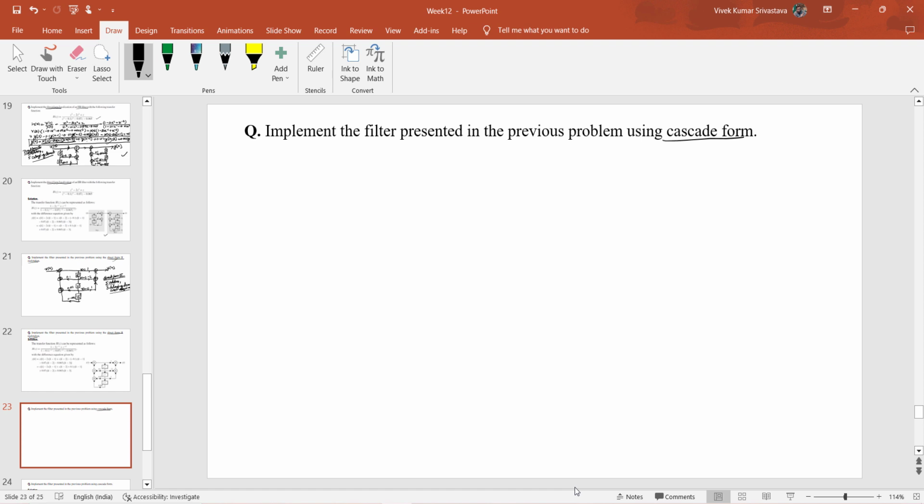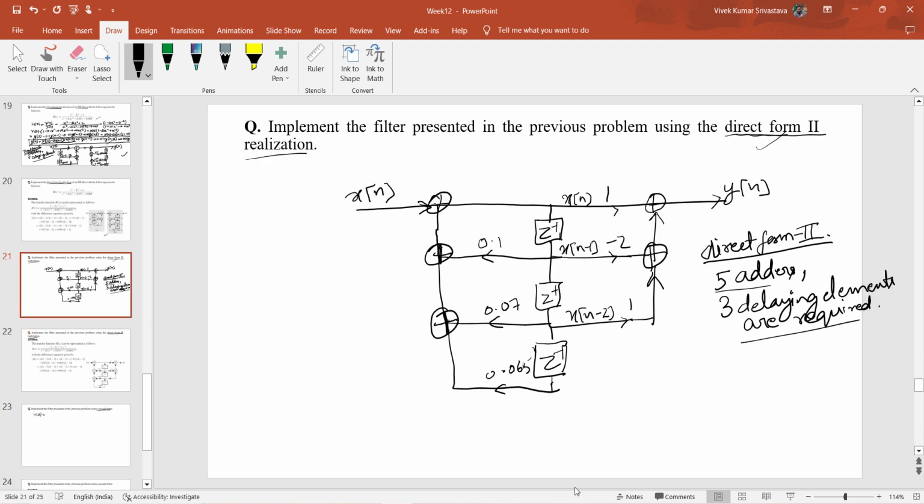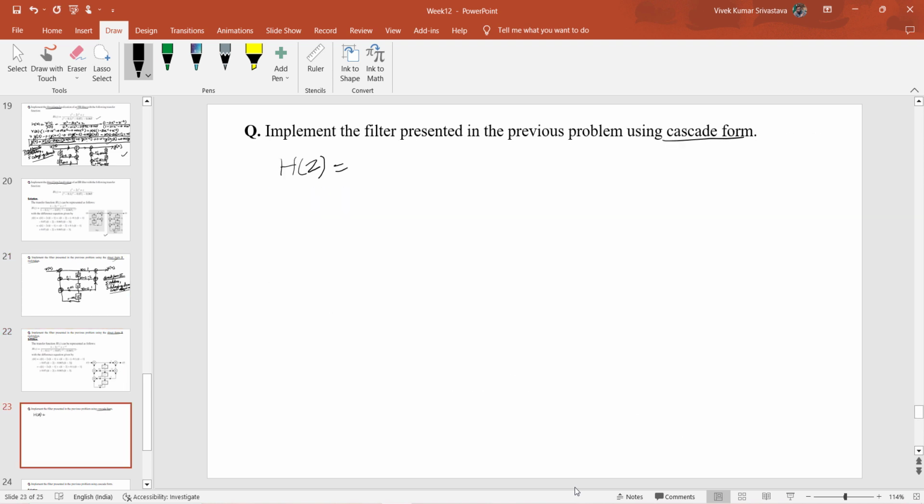Okay, so to realize this, first of all we have to again go and see the transfer function, that is H of z, which is already given in the problem. So let me first write it here. So this is 1 minus 2 z inverse plus z raised to the power minus 2 over 1 minus 0.1 z raised to the power minus 1 minus 0.07 z raised to the power minus 2 minus 0.065 z raised to the power minus 3.